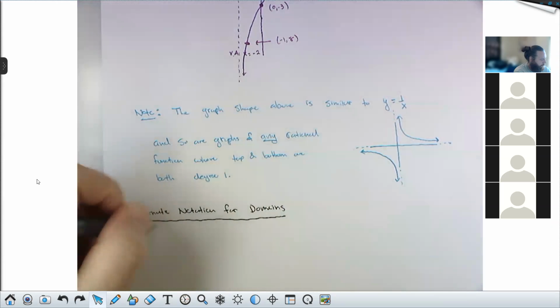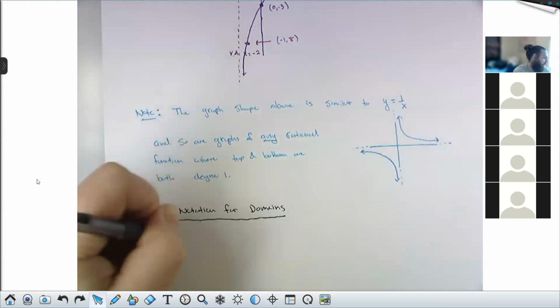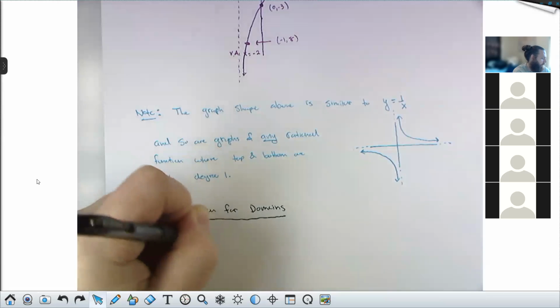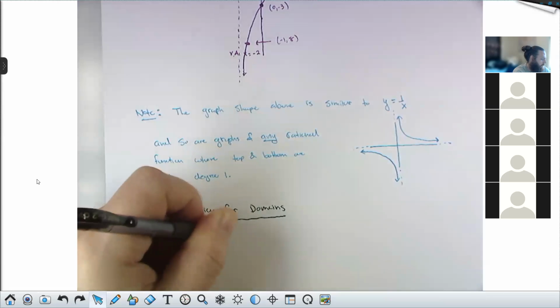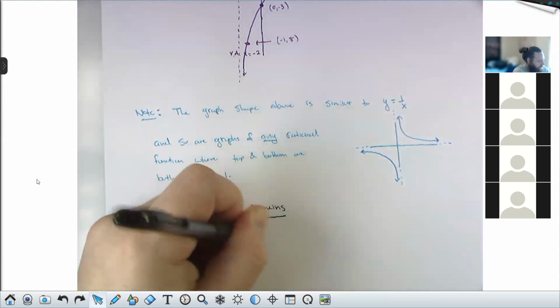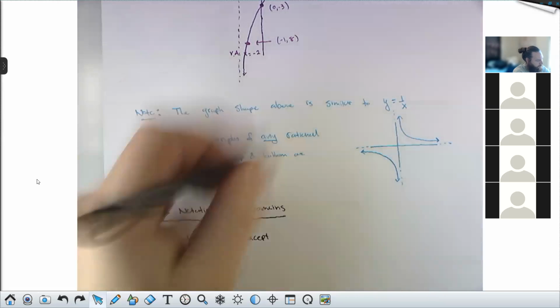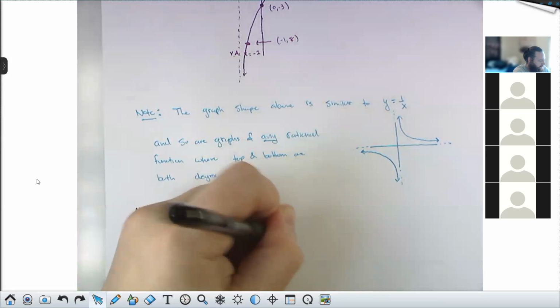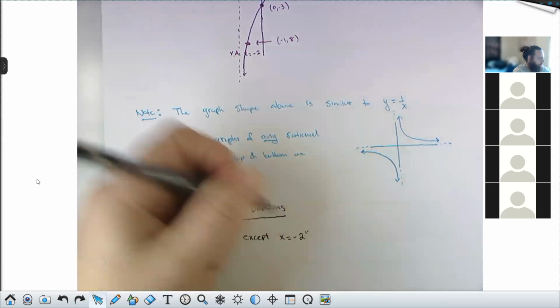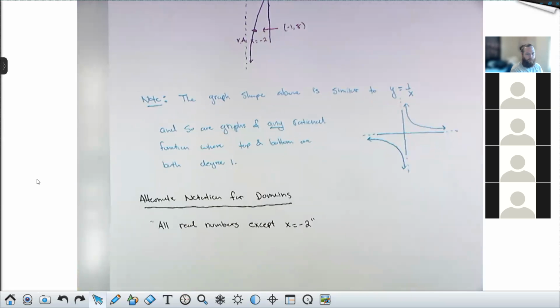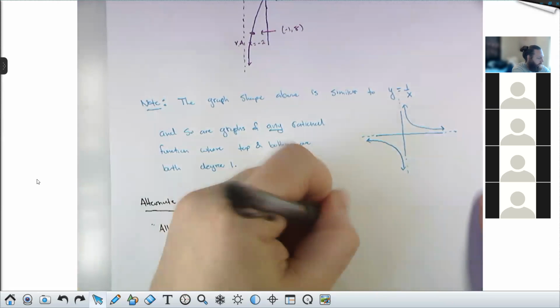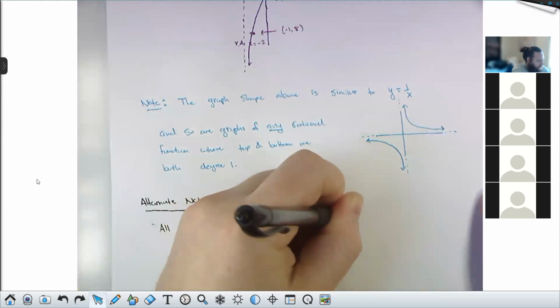If I want to describe all real numbers except the one we did above, except x equals -2, we can do that in words like this. We can do that in interval notation like we did as we found the domain there. You can also write this in what's called set builder notation.